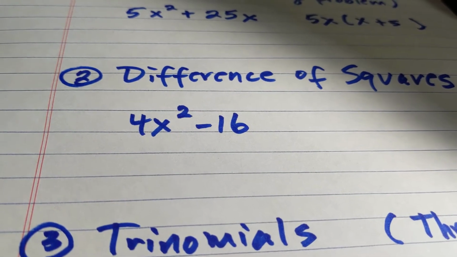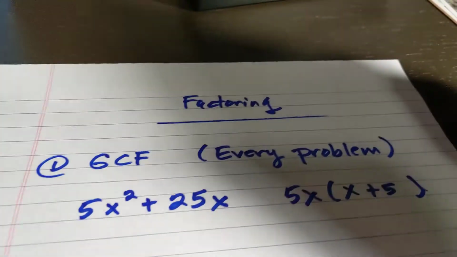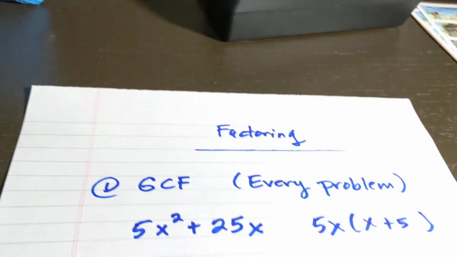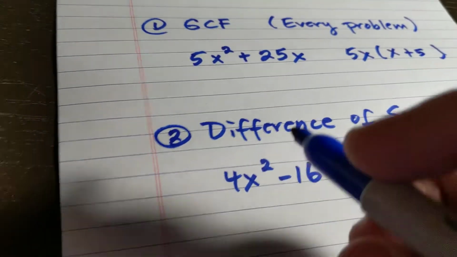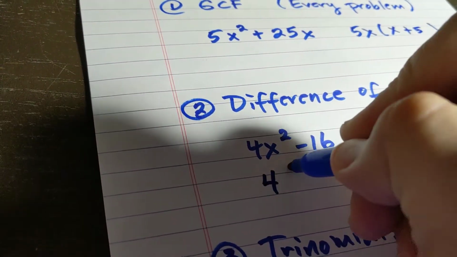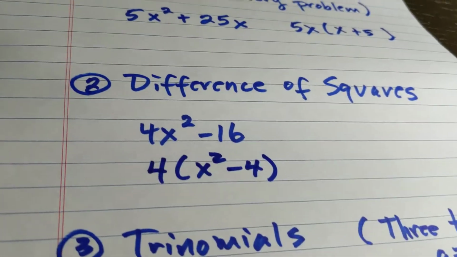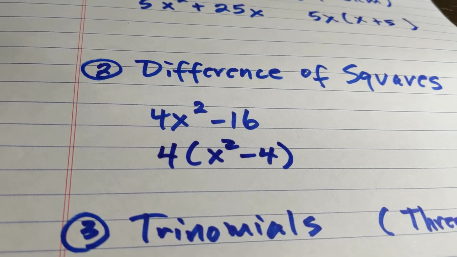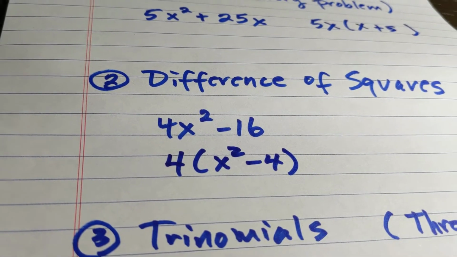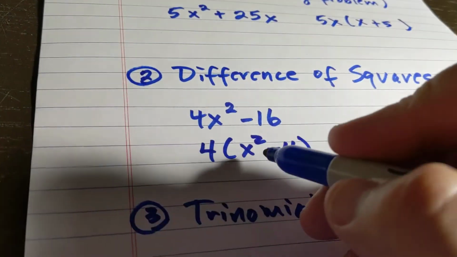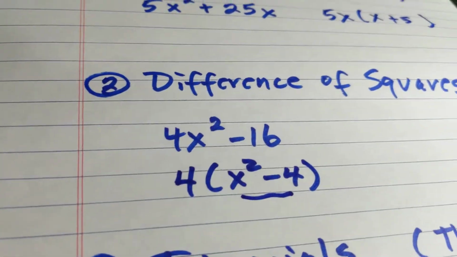Anyway, keeping with what I said earlier, you always try to factor out the greatest common factor. The first thing I'm going to do is factor out a 4 here. So I'm going to factor out a 4, and this becomes that. So you always factor out the GCF, and in this case it's 4. But notice that what's left over here is a difference of squares.